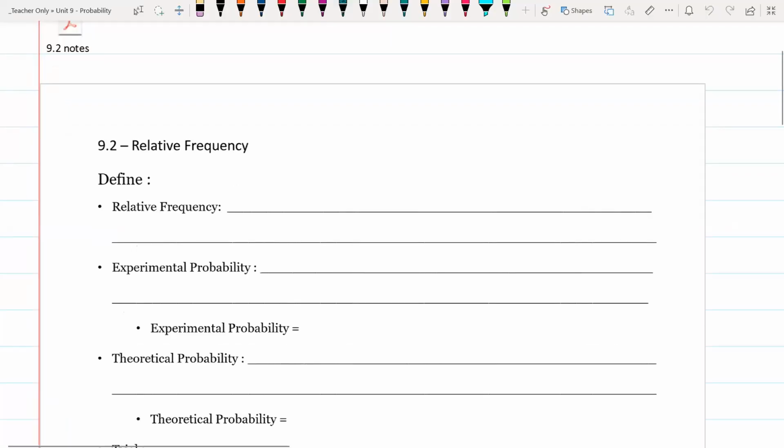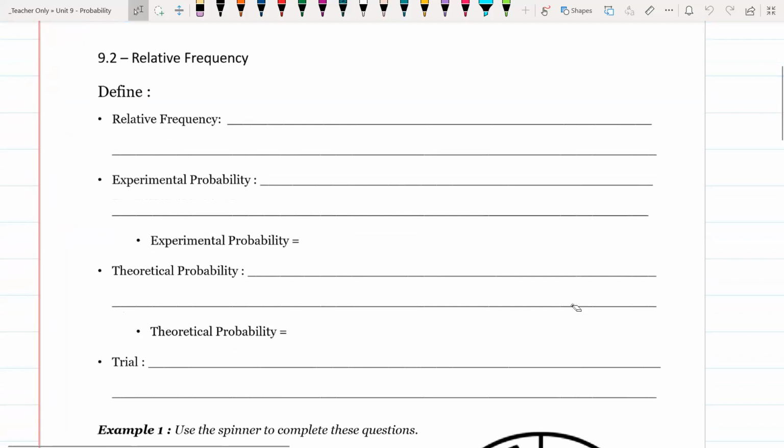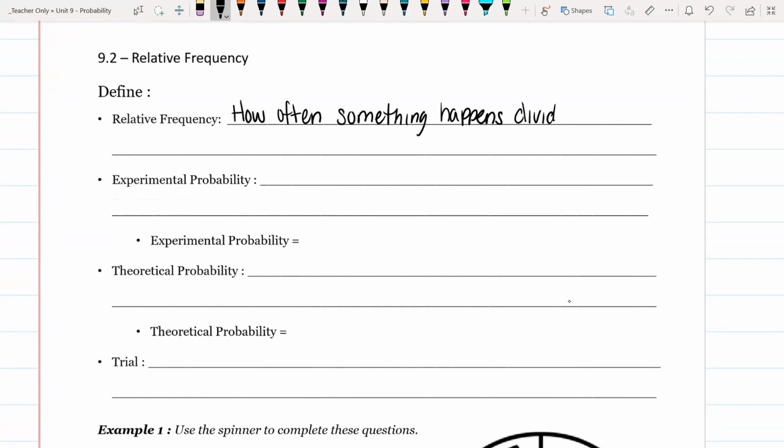So now we're going to talk about relative frequency. We have to do a couple of different definitions here first, so it's going to take a little bit of time. Relative frequency is how often something happens divided by all outcomes.